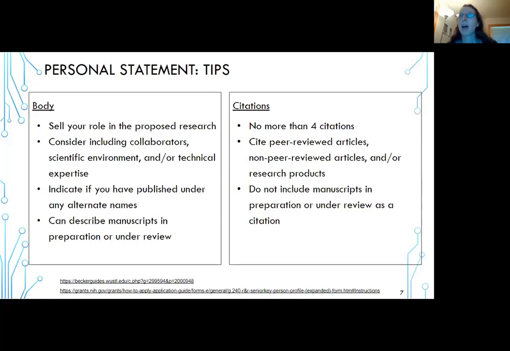Although I mentioned that in the body of the personal statement you can talk about manuscripts that are in preparation or under review, those would not be included as one of your 4 citations. And I mentioned that you can have no more than 4 citations attached to the personal statement. It is okay to have fewer, so you don't have to have as many as 4. You just cannot have more than 4.